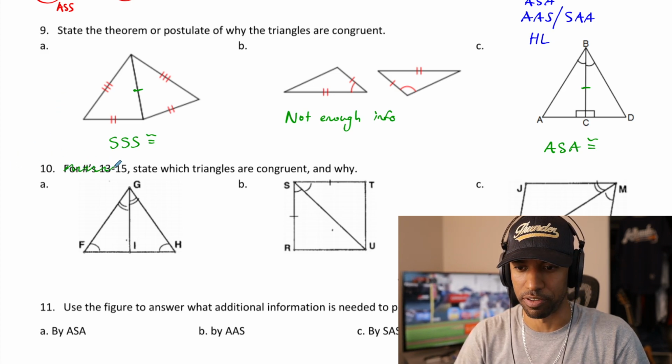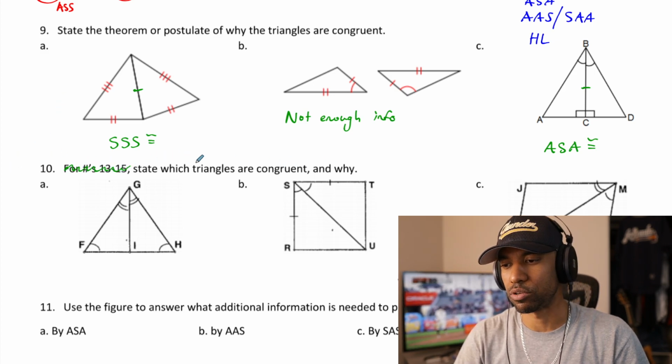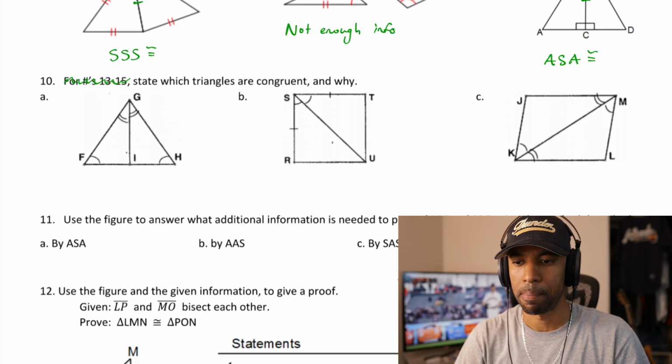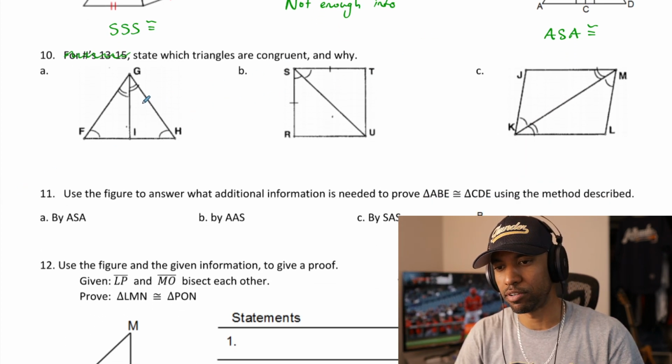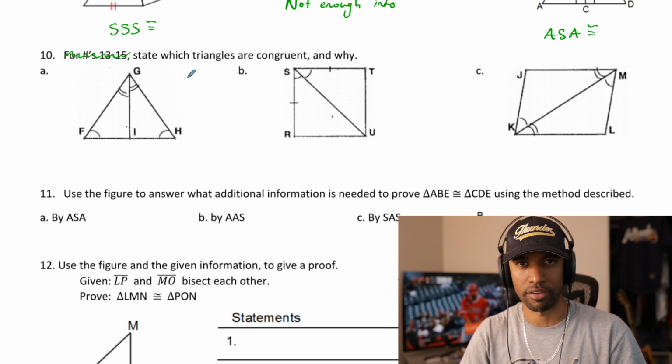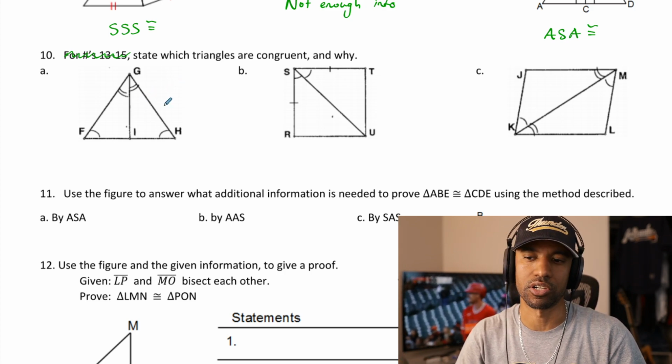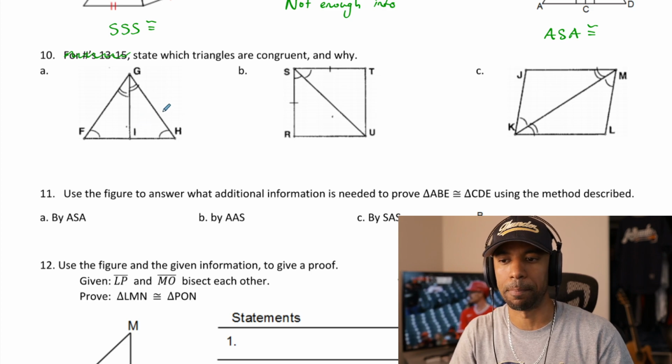This is not numbers 13 through 15. I wanted to take that thing out. But state which triangles are congruent and why. This is just for number 10. So this time, guys, on top of our reasoning for this stuff, we are going to have to make a triangle congruence statement for each, meaning triangle this is congruent to triangle that.